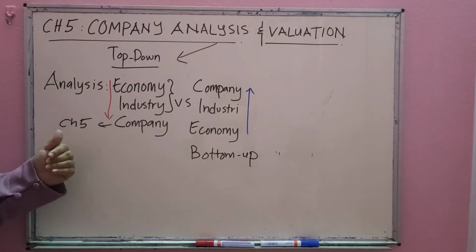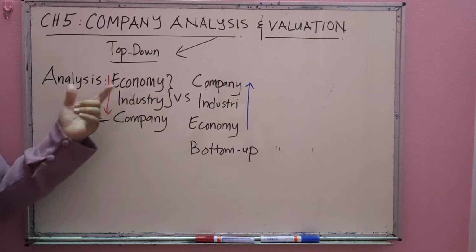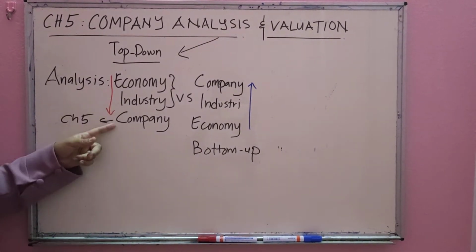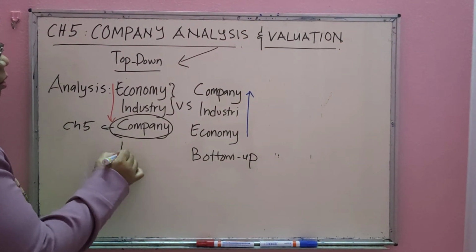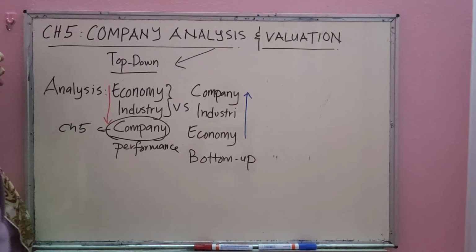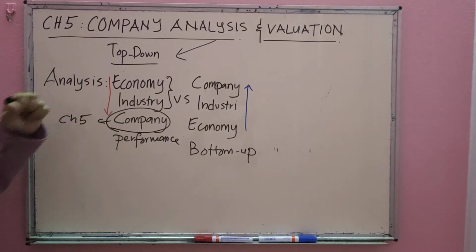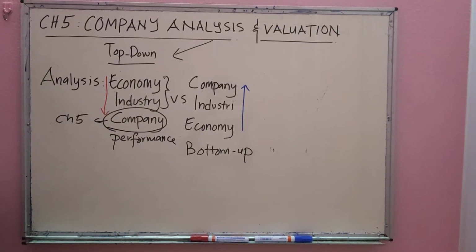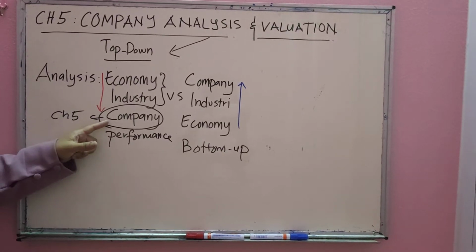So what is the top-down approach? The top-down approach is when we look at the economy as a whole, and then going down to the industry, and last but not least, how the company is performing. Alright, so that is what the top-down approach is. You look at the wider scope, what is the health of the economy, and then going down to the industry, whether the specific industry that you're interested in is okay or not. Then looking at the company.